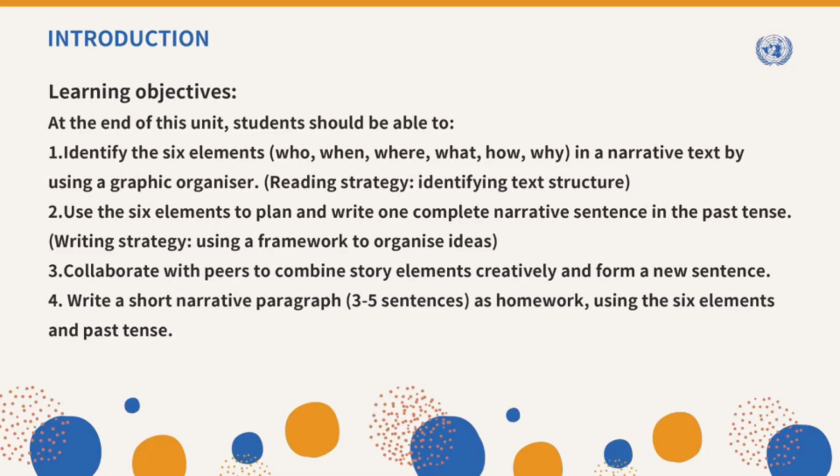Third, students will collaborate with classmates to creatively combine these story elements and create a new sentence together. This teamwork makes their writing more creative and engaging. Finally, for homework, students will write a short narrative paragraph, 3 to 5 sentences. They must include all 6 elements and use the past tense consistently. This will help students independently build a complete small story.